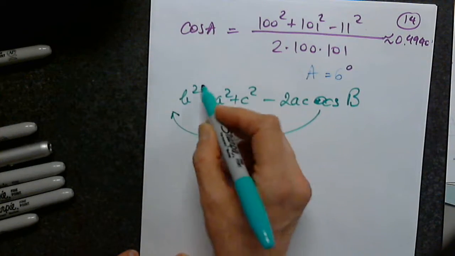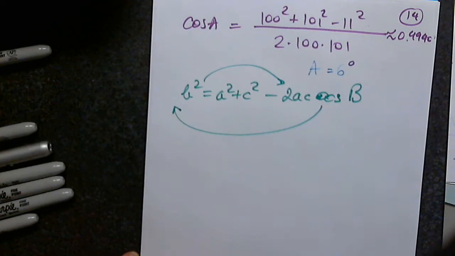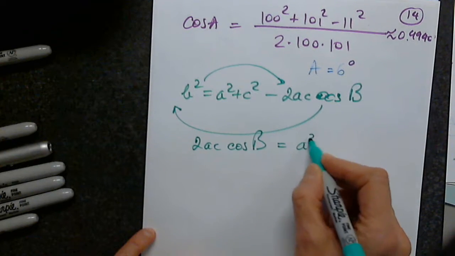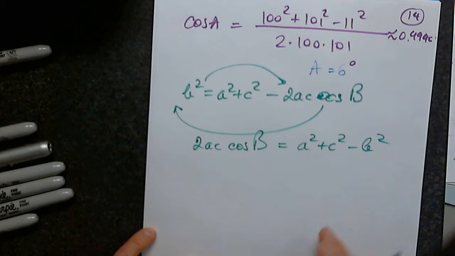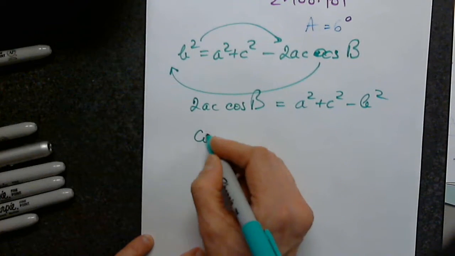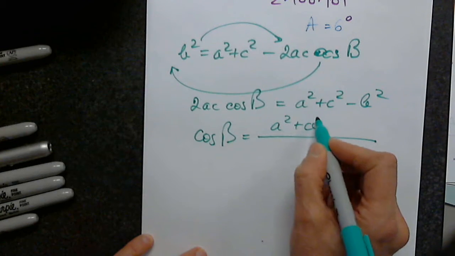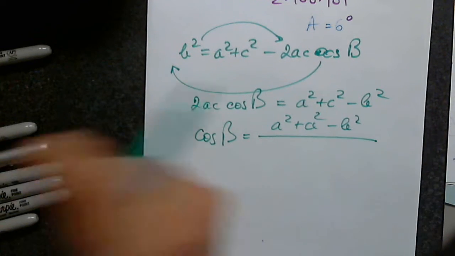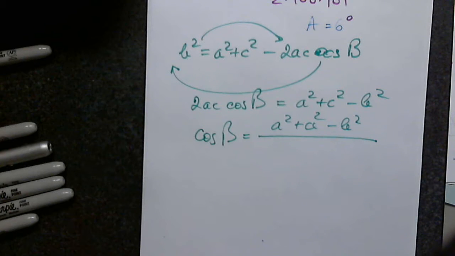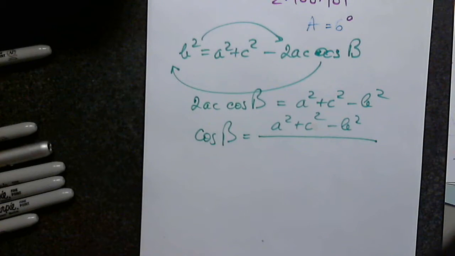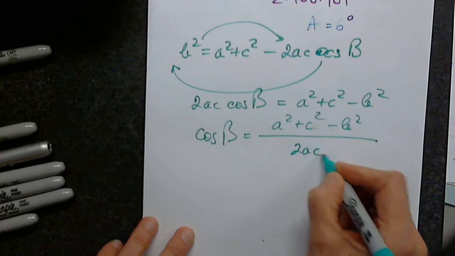You move this term here, you move this term here before you plug it in. So 2ac cosine b equals a squared plus c squared minus b squared. So then cosine b equals a squared plus c squared minus b squared, divided by 2ac. And now you can plug them in.